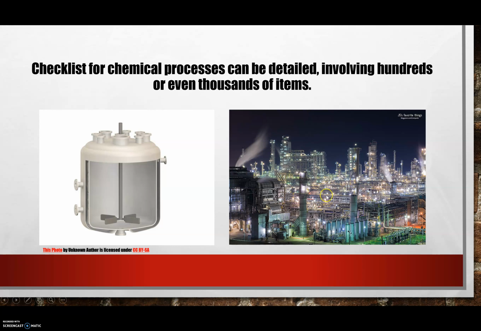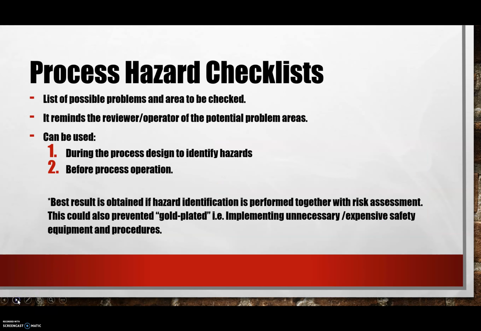How about all the equipment in here? So maybe a checklist is not suitable for the whole plant. As you can see, the process hazard checklist should have a list of possible problems and areas to be checked. It reminds the reviewer of the potential problem areas. Where are the problematic areas?